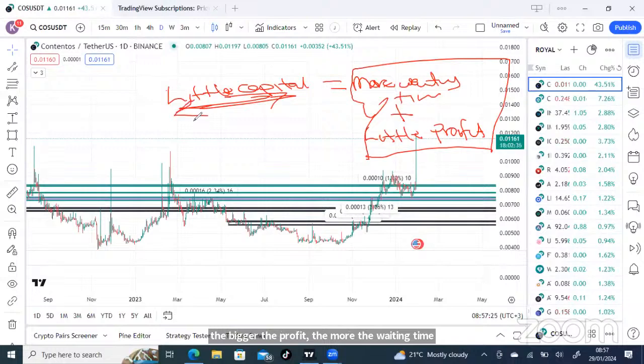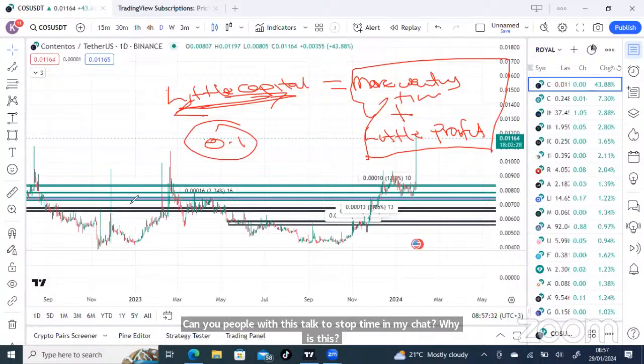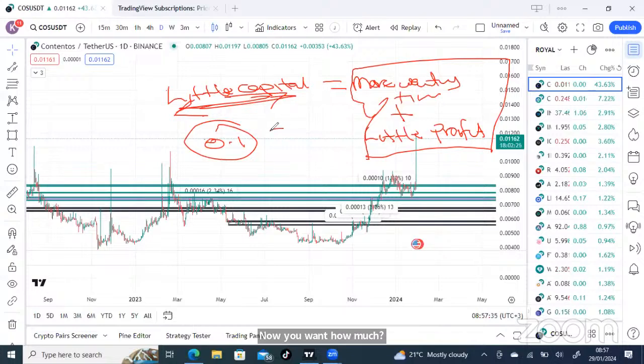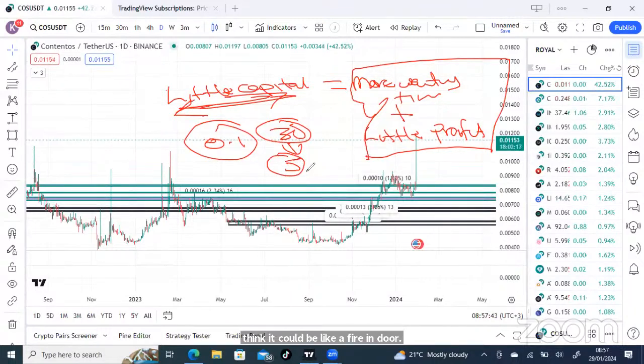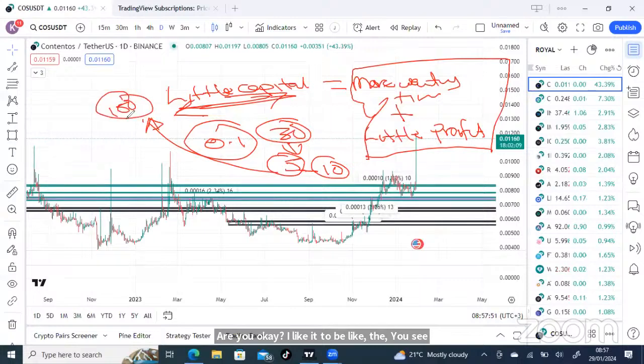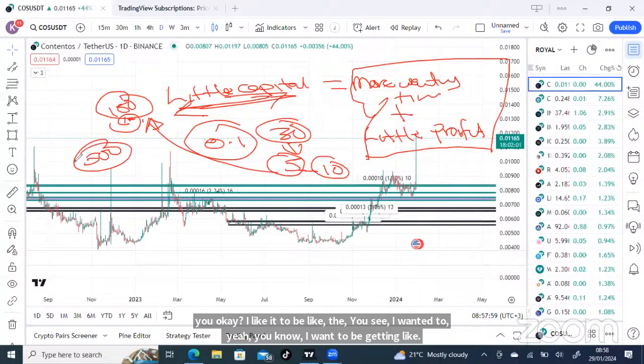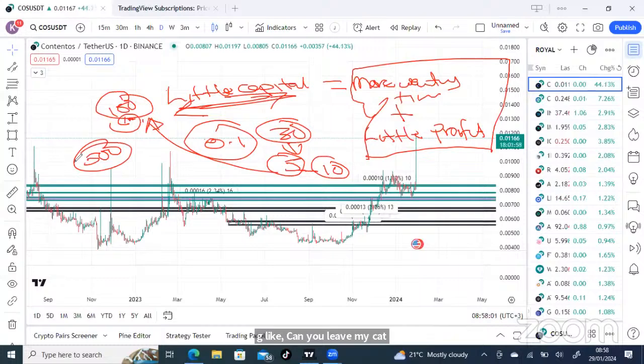Can people with little capital stop coming in my chat? Why is it I'm getting 0.1? Now you want how much? How much is your capital? It is $30. What can I do? I want it to be like $5. Are you okay? I want it to be like 5, 10. How much is your capital? 500. Are you okay? Can you leave my chat? Give me freedom of enjoying my air.